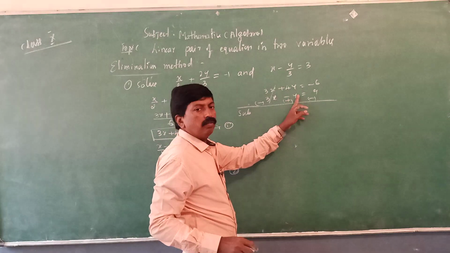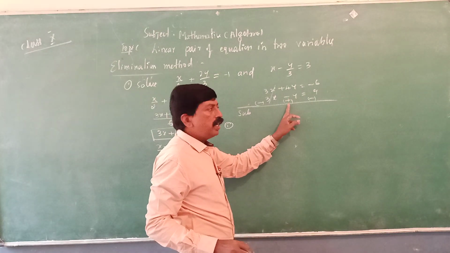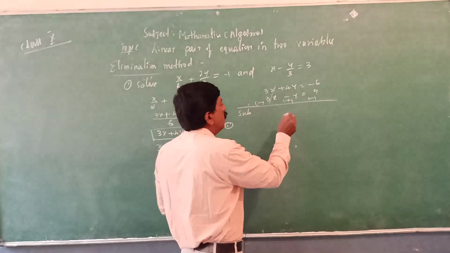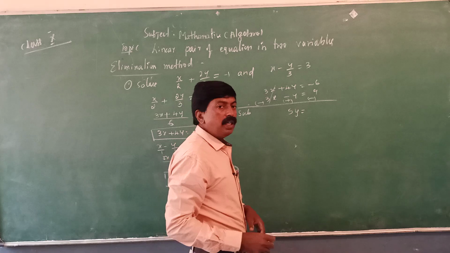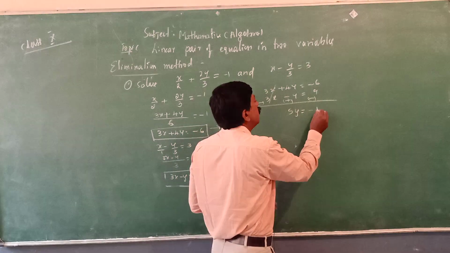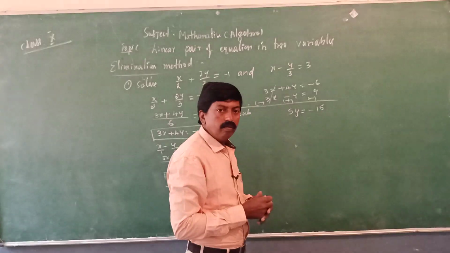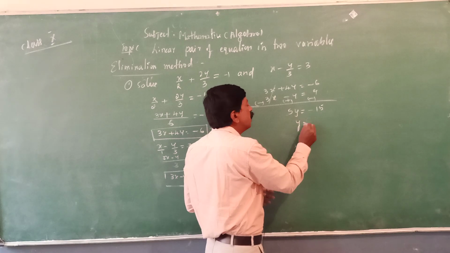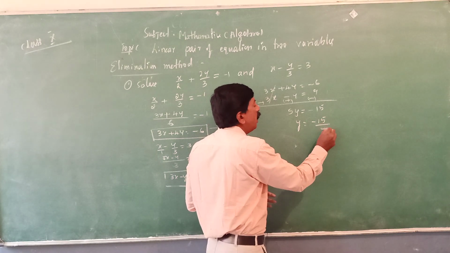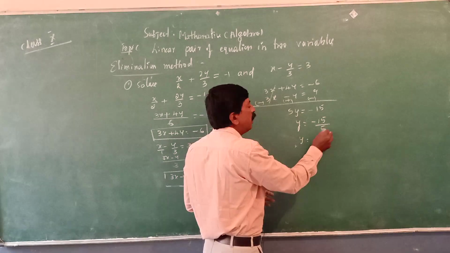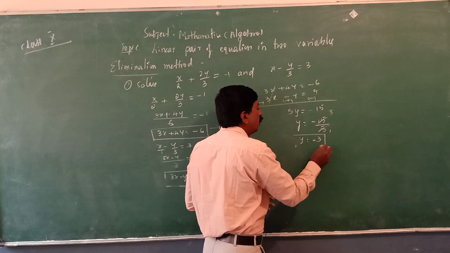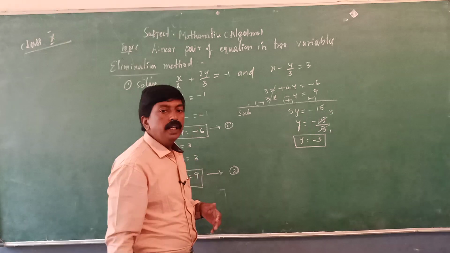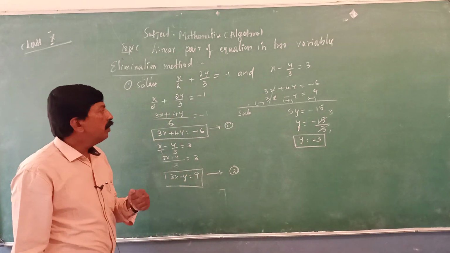4y plus y. You can consider the new signs. 4y plus 1y is 5y, which is equal to minus 6 minus 9 is minus 15. Therefore, y is equal to minus 15 by 5. Y is equal to minus 5 threes are 15. So we got y value is minus 3.